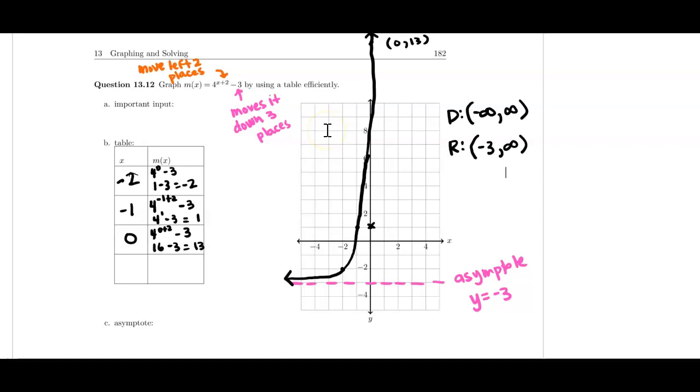So really with graphing, you can always just pick any x, plug it in, figure out what the y is going to be to plot some points and see what the shape is going to look like. Yes, did somebody have a question I can answer?